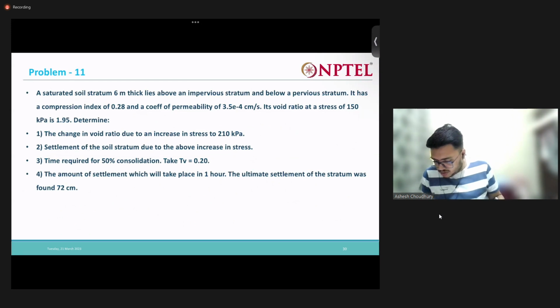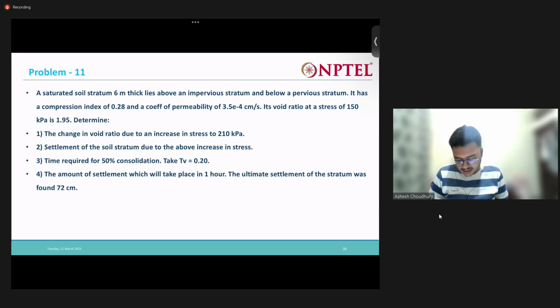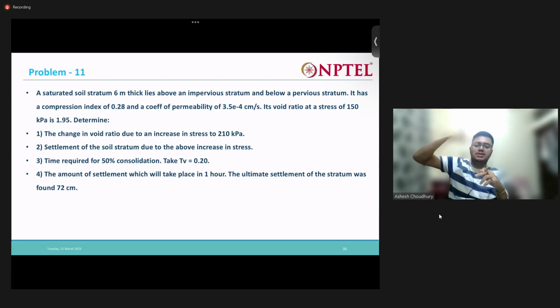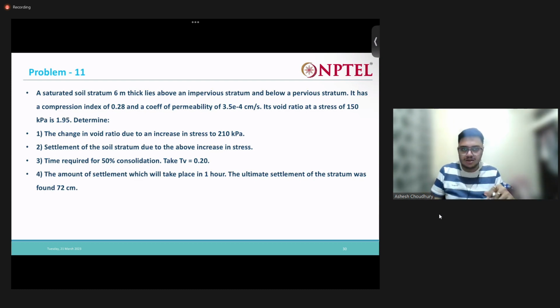Okay, so let us go to this problem. A saturated soil stratum 6 meter thick lies above an impervious stratum and below a pervious stratum. Above it's pervious, meaning drainage can happen, and below it's impervious, so no drainage can happen below. So it is a single drainage problem.